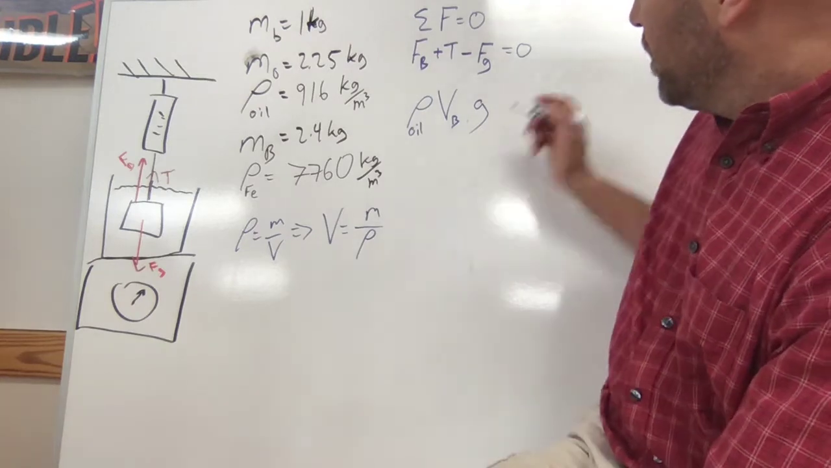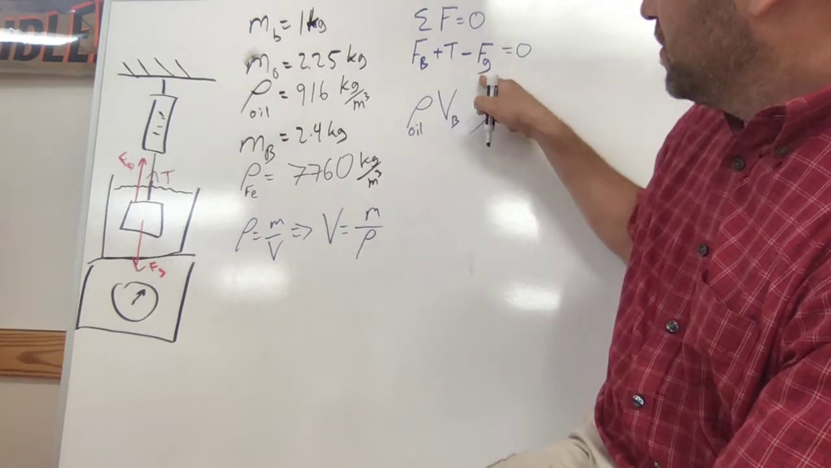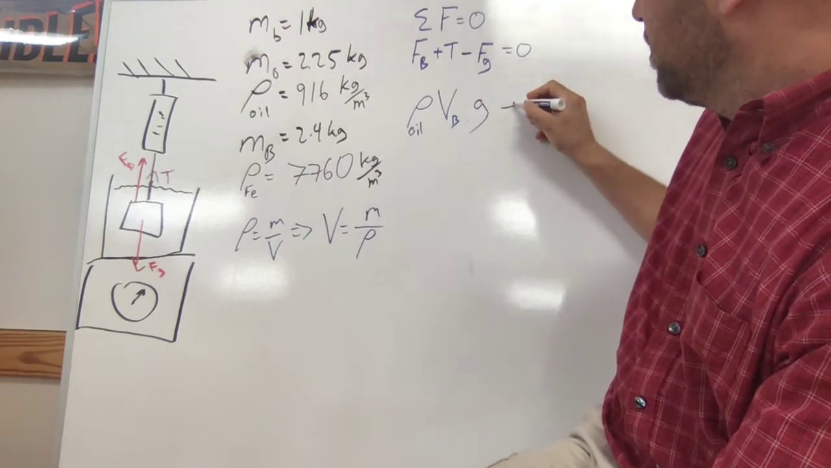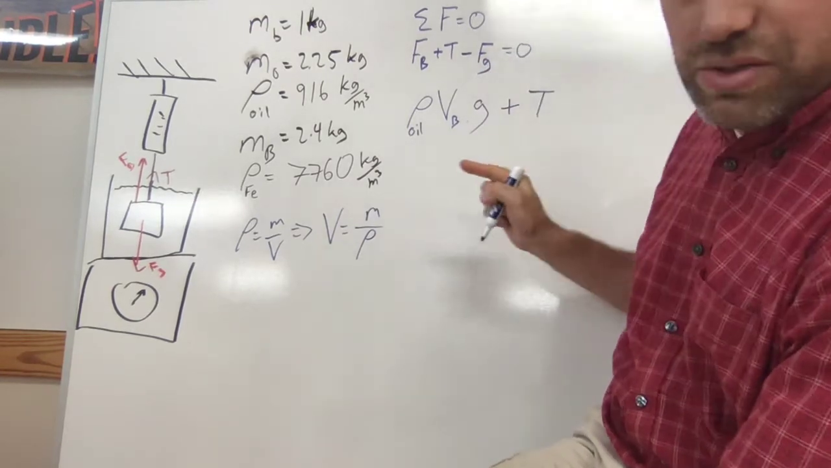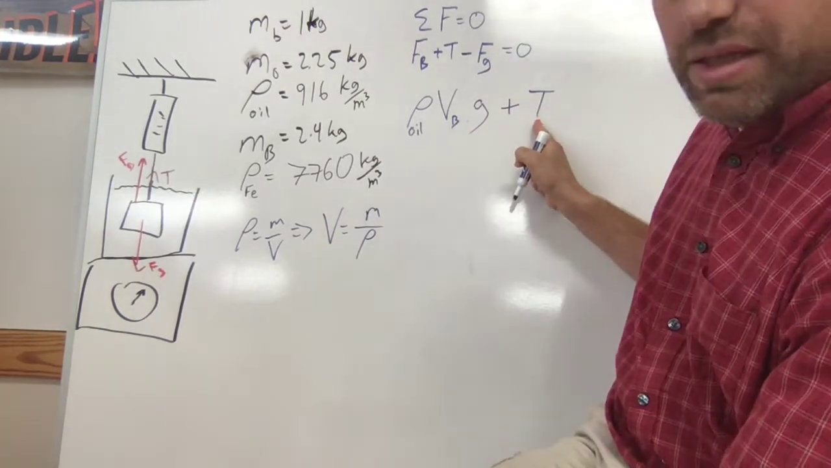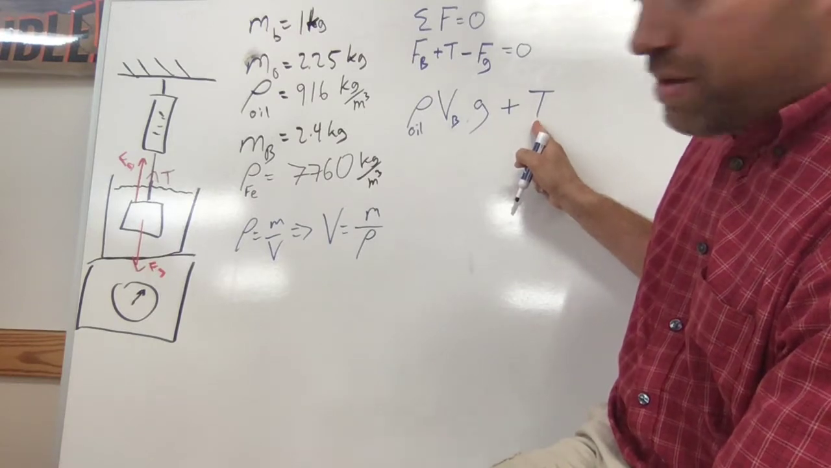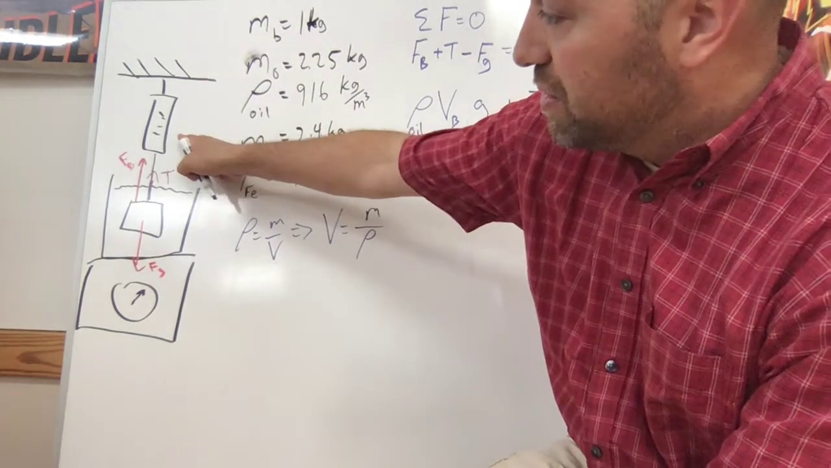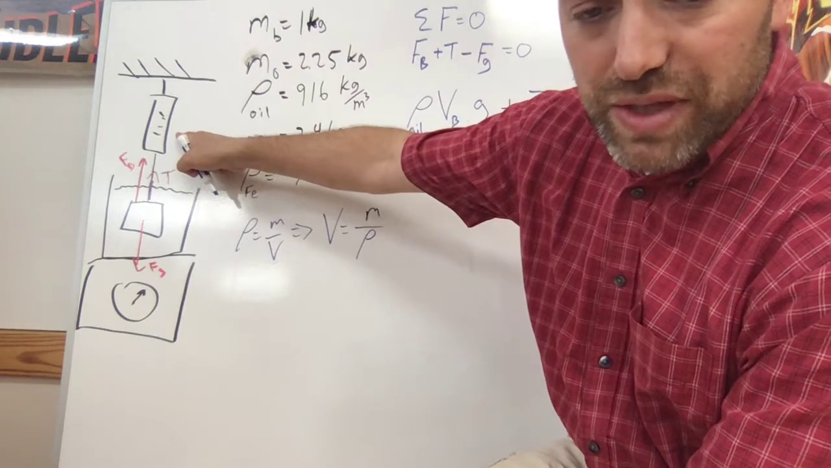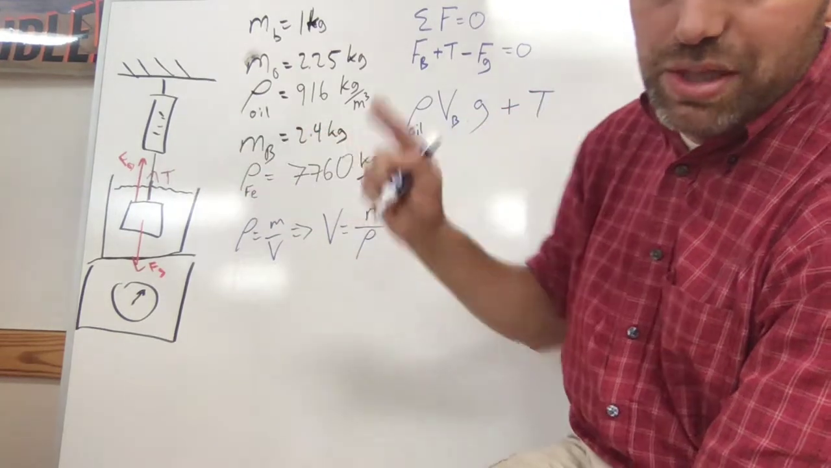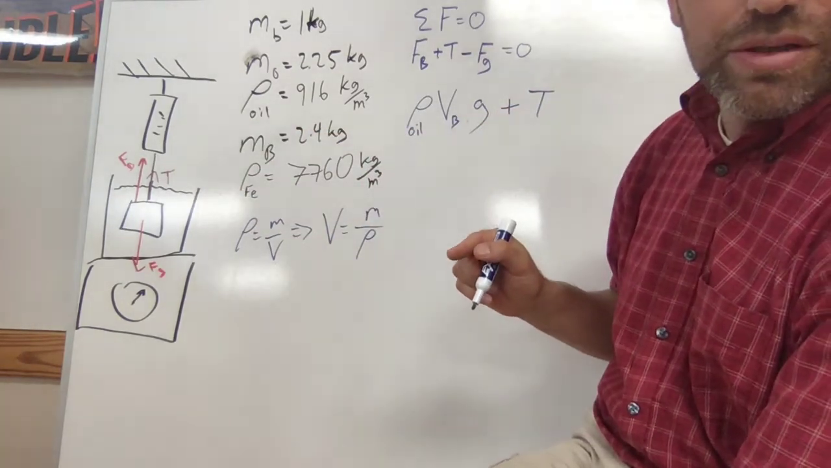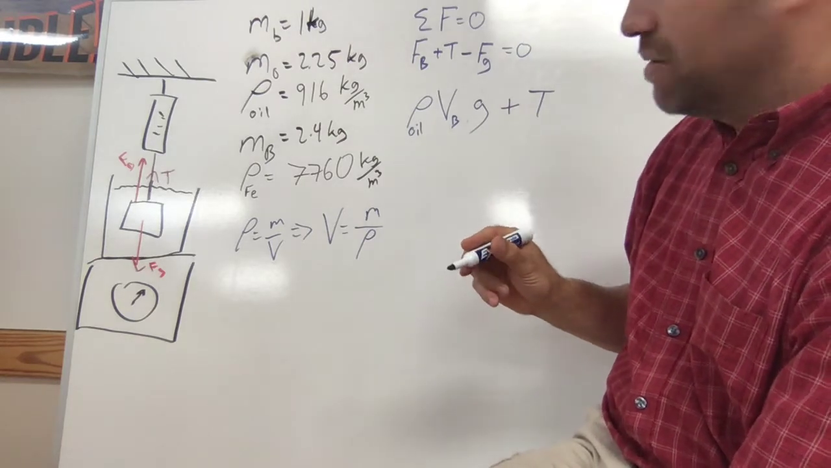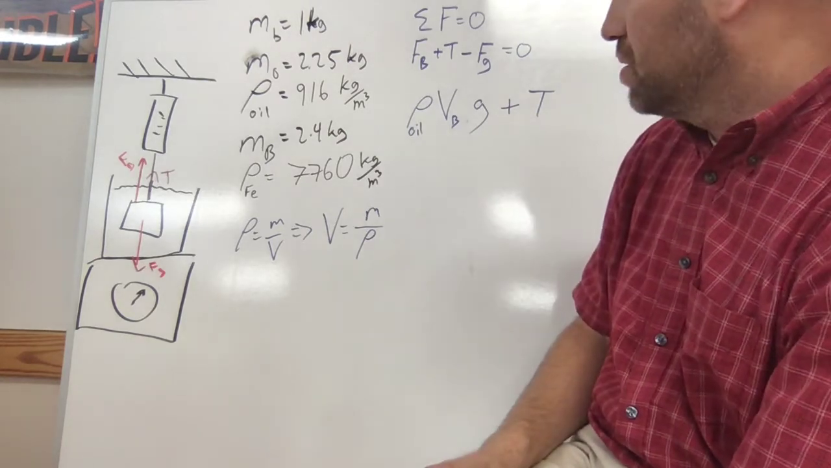Okay, and so now, going through my second law here, the next one is plus T. Now, here's the thing. We don't know that T. That's what we're trying to find. But that T is what this spring scale up here reads. So once we find T, we've got it made. All right. So for the force of buoyancy, 2.78. Does that sound about right?